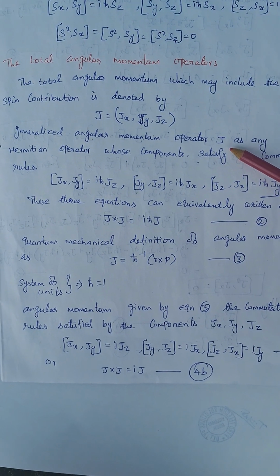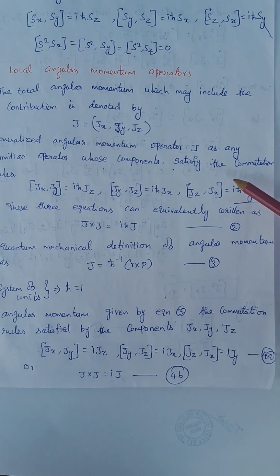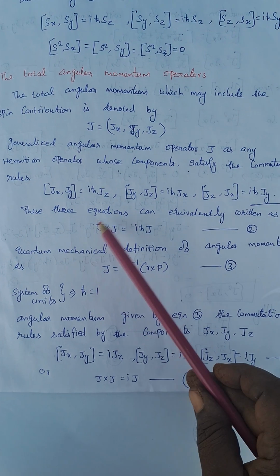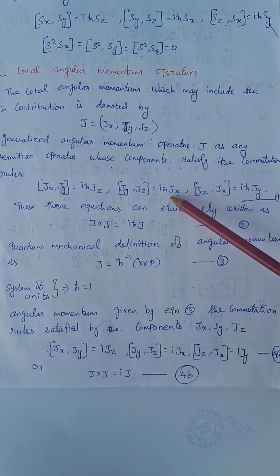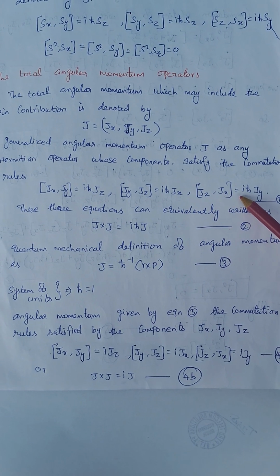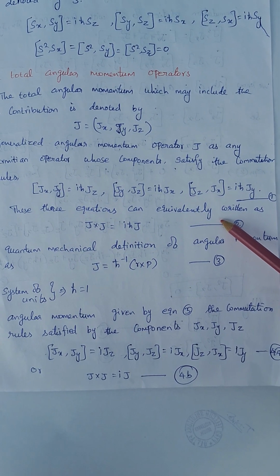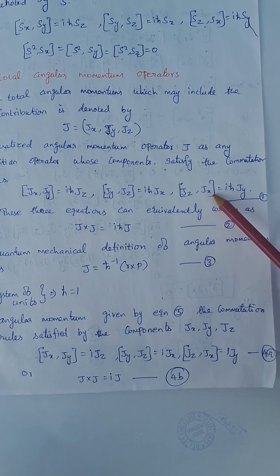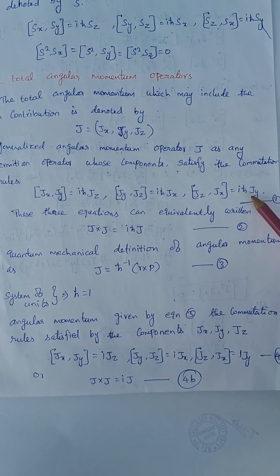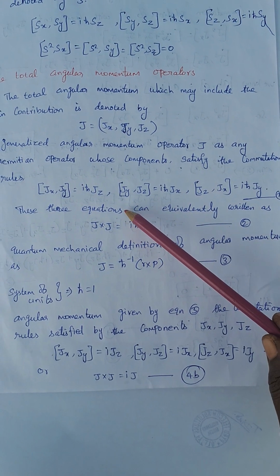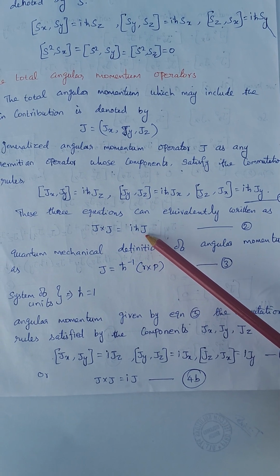The generalized angular momentum operator J is any Hermitian operator whose components satisfy the commutator rules: [Jx, Jy] = iħ Jz, [Jy, Jz] = iħ Jx, [Jz, Jx] = iħ Jy. So these three equations can be simply written as J cross J equivalent to iħ J, where J denotes Jx, Jy, Jz.